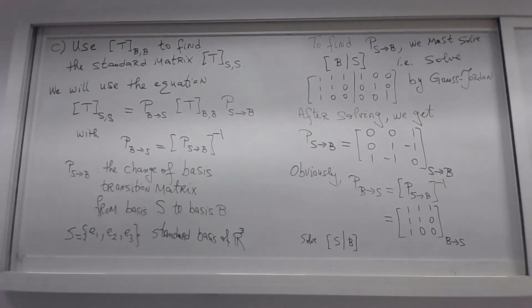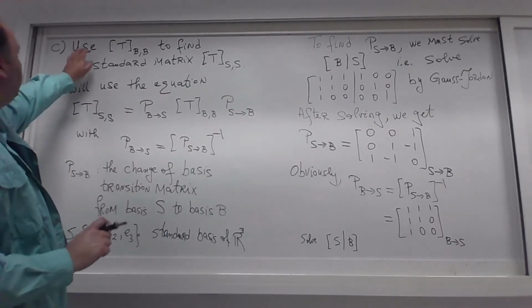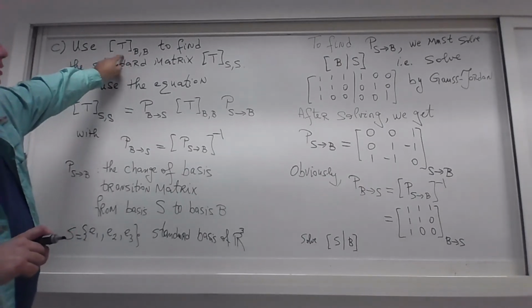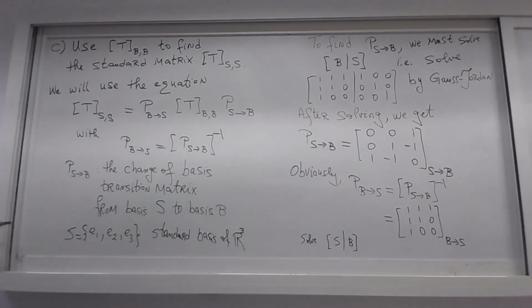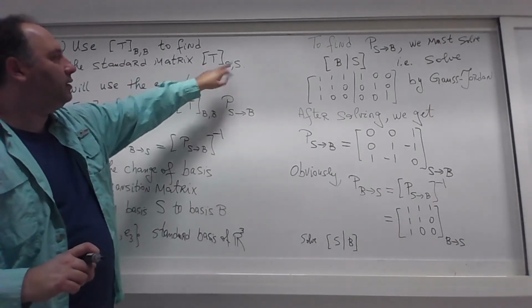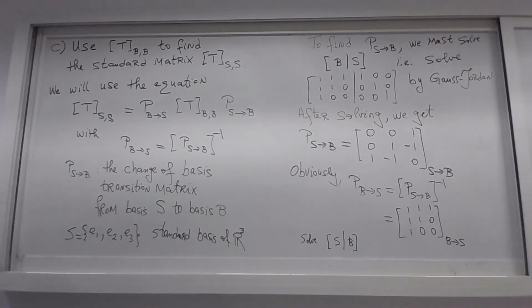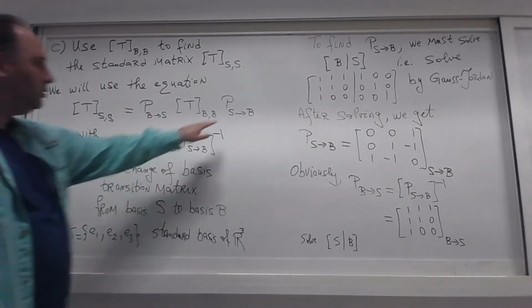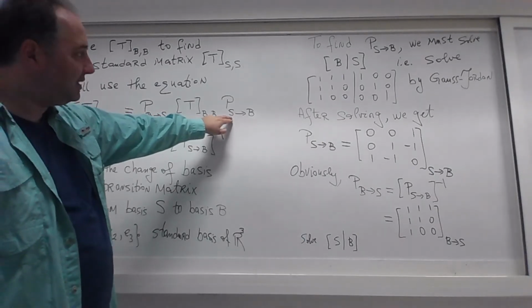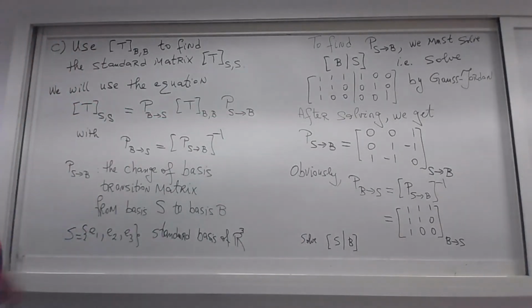Let's push the fun to the ultimate level. Let's find the standard matrix. So we are going to use the representation matrix relative to basis B, TBB, for our linear operator T, and we want to find the standard matrix, the representation matrix relative to the standard basis of R3. Obviously, we will use the equation we found earlier, and this is the change of basis transition matrix from basis S, the standard basis, to basis B. And obviously the other one is the inverse of it.